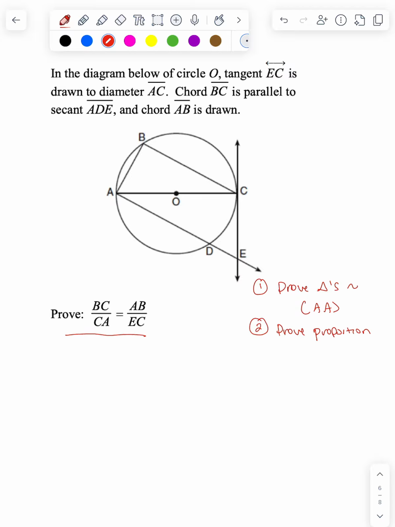So in the two triangles, I do have to look for AA. We have tangent EC drawn to diameter AC. So I already know that when a tangent and a diameter meet, they form a right angle. Let me see if I can get a right angle in the other triangle. I see that angle B looks like a right angle. It's an inscribed angle that intercepts a semicircle, half a circle, because AC is the diameter. So that would be a right angle as well. And then we're told that chord BC is parallel to secant ADE. Oh, so we can use the alternate interior angles. And there we have it. That's our whole proof. So let's write it up.